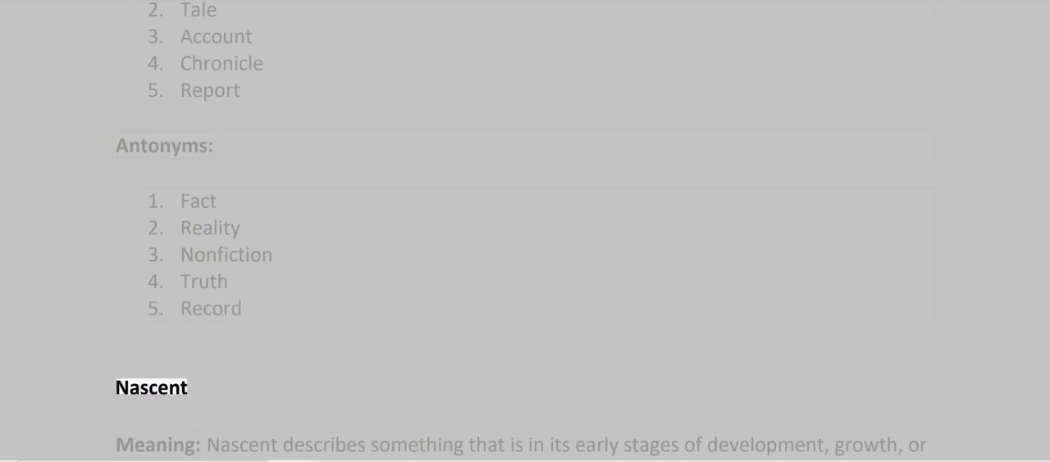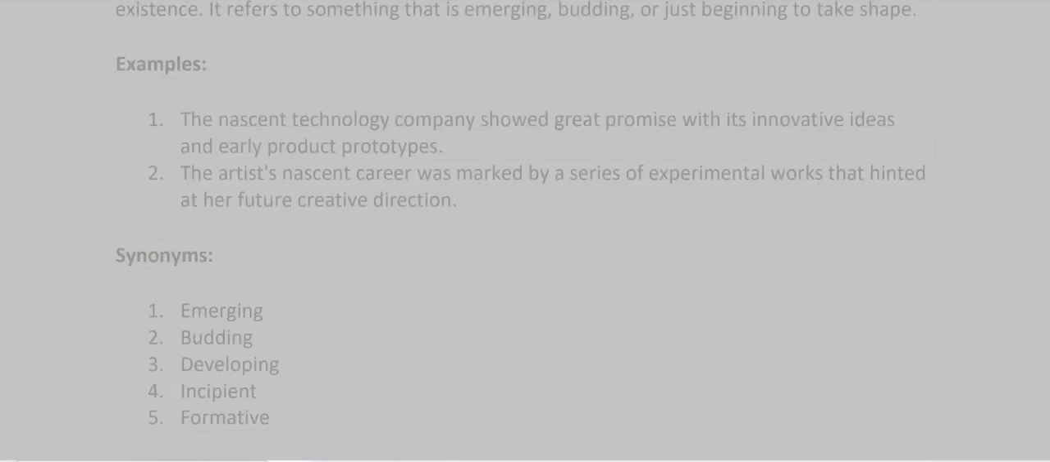Nascent. Meaning, nascent describes something that is in its early stages of development, growth, or existence. It refers to something that is emerging, budding, or just beginning to take shape. Examples.